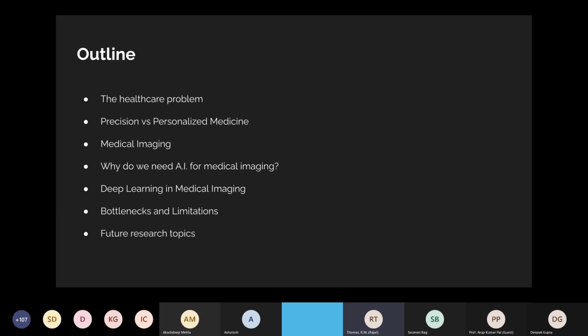So I'm going to briefly talk about what sort of entails this whole genre of medical imaging. And later on, we'll talk about why do we need AI for medical imaging? Why is it important, right? And then the meat of the talk is going to be on many different deep learning applications to medical imaging, some from the medical side, some from the technological side.